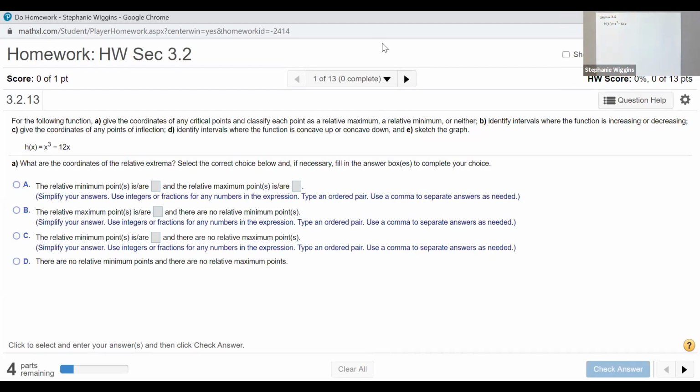And the first thing that we have to find are the critical points. They want the points. Remember, a critical value is the x value. When they ask for the critical points, they actually want the ordered pair. Okay, and then we have to classify each point as a relative maximum or a relative minimum or neither. So that's part A.